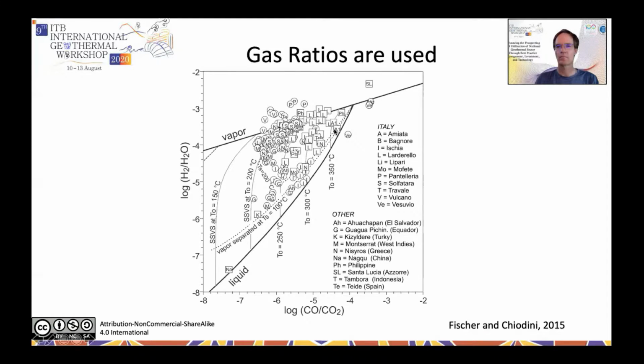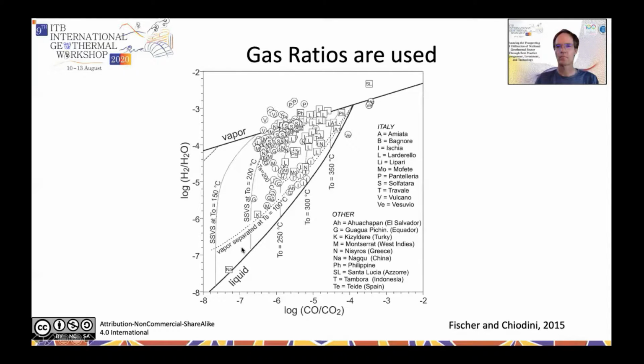You see that if a data point plots right here on the vapor phase, then that implies that this gas originates from a vapor-dominated system at depth. And then the question becomes, well, what is the temperature of equilibrium at depth? You can read that off of this diagram. So in this case, it would be about 150 degrees C.